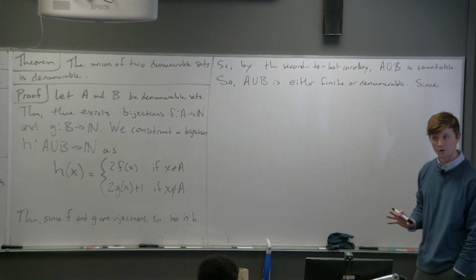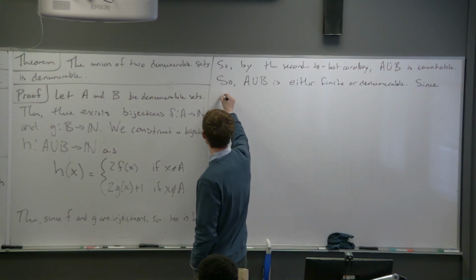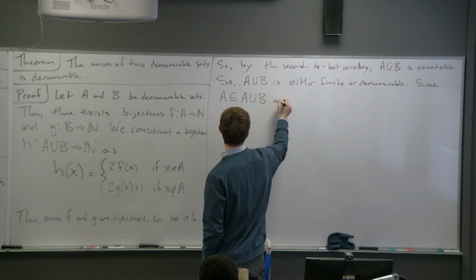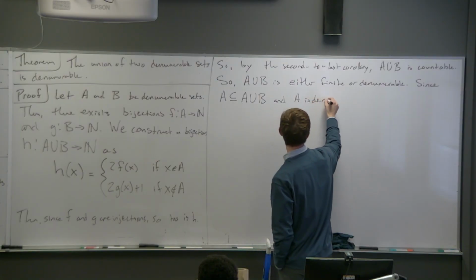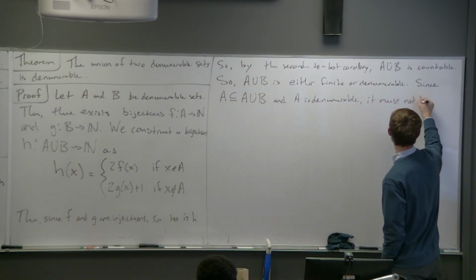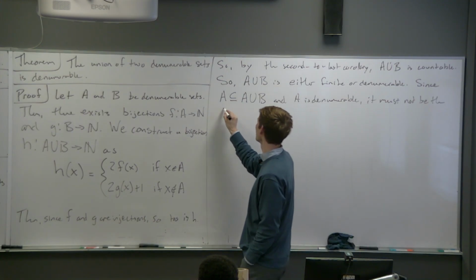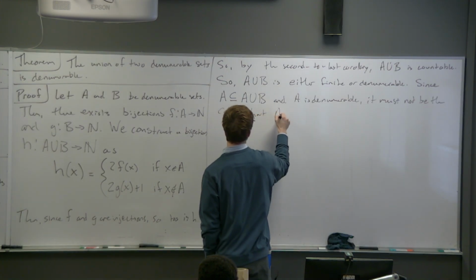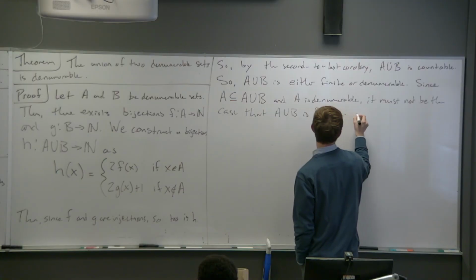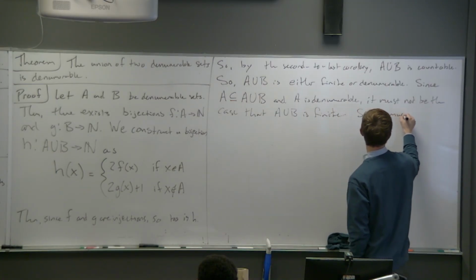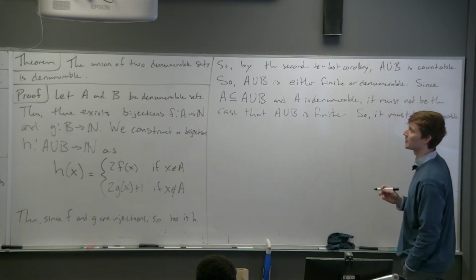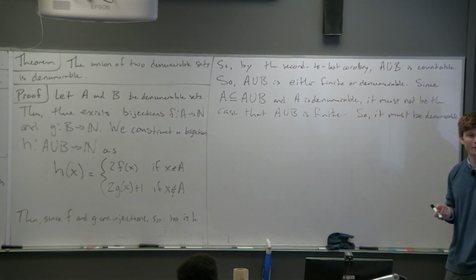So it's either finite or denumerable. Since A is contained in A union B, and A is denumerable, it must not be the case that A union B is finite. So it must be denumerable. But that's what we wanted to show, that the union of denumerable sets is denumerable.